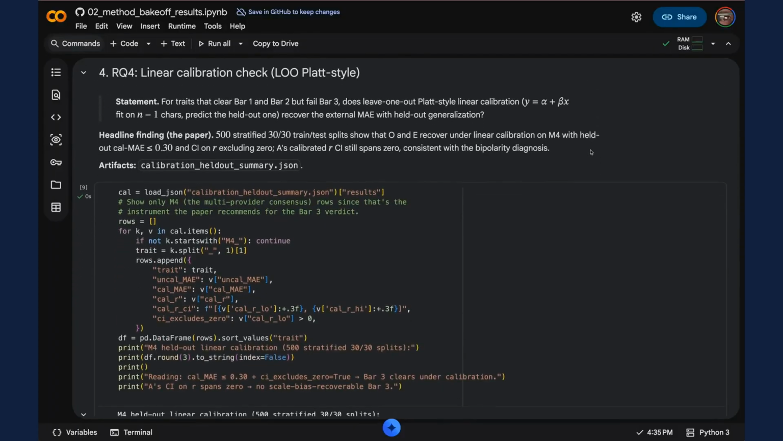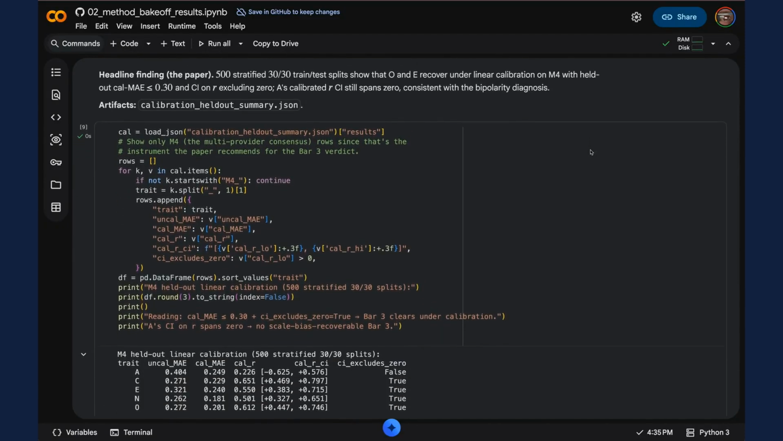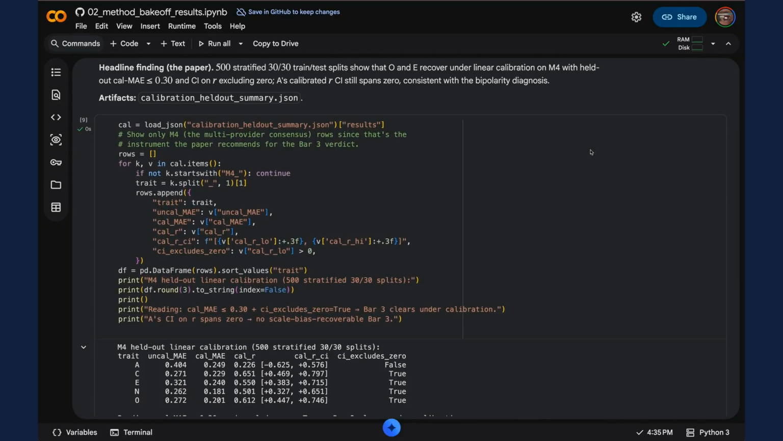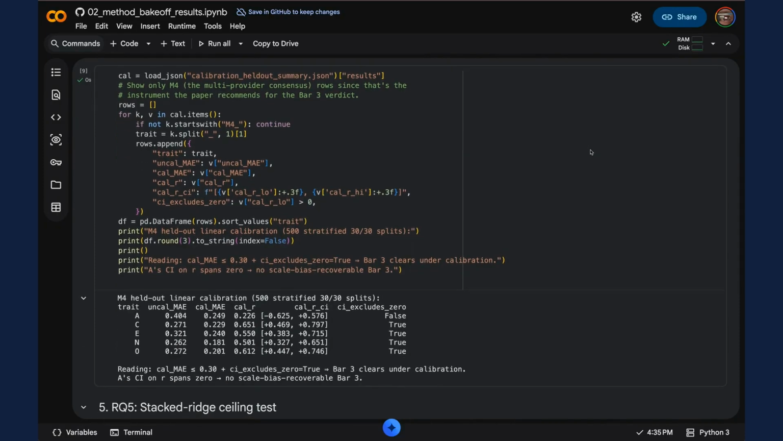Research question 4 checks whether the traits that fail bar 3 are just scale-shifted. 500 stratified train test splits show openness and extroversion recover under a 2-parameter linear calibration. Agreeableness does not. Its calibrated correlation interval still spans 0. The A failure is not a scale problem.